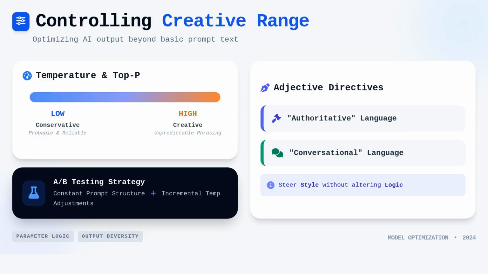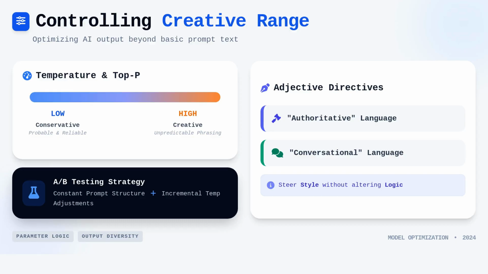To control the creative range of your content, you must look beyond the prompt text and understand the influence of model parameters, specifically temperature and top P settings. While the prompt provides the instructions and the variables, the temperature acts as a dial for randomness. A higher temperature promotes creative, unpredictable phrasing, while a lower temperature keeps outputs closer to the most probable, conservative path.